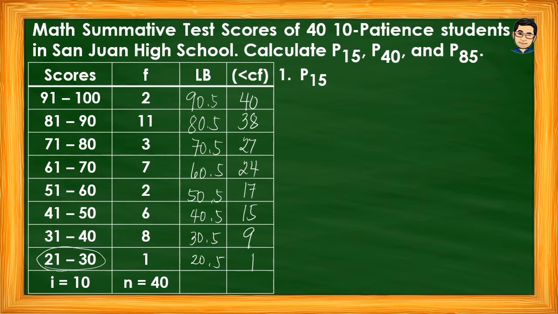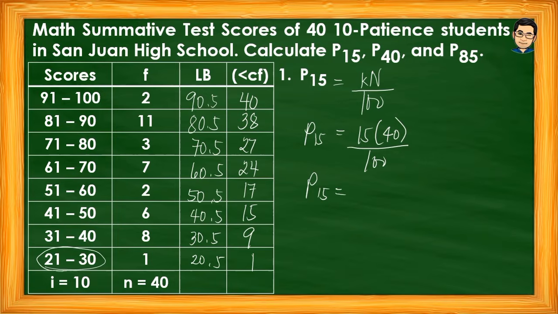Next, we are now ready to calculate the value of the 15th percentile. So, first, we will locate the position of P sub 15 class. So, using the formula, Kn all over 100. So, K here is 15. Then, N is 40 over 100. Next, we will multiply 15 by 40, and that is 600. And then we will divide it by 100. So, P sub 15 is equal to 6.